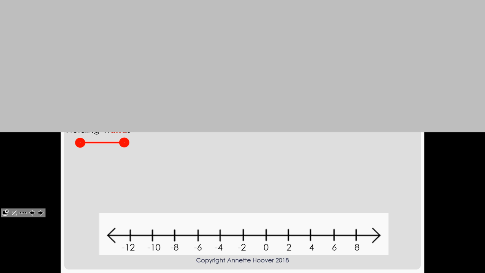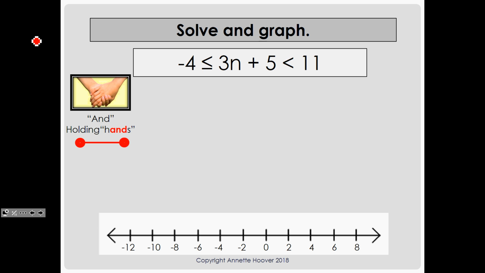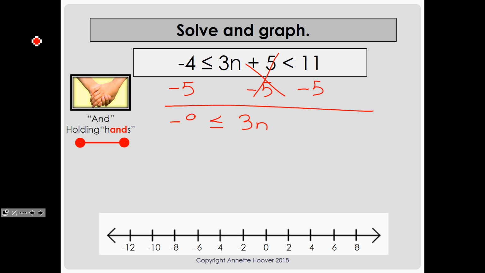Here's another example. Again, we have 3 parts to this inequality, and we want to isolate the n, get the n by itself. We begin by subtracting 5 on all 3 parts of the inequality. That leaves us in the middle with 3n is greater than or equal to negative 9 and less than 6. Now we're going to divide all 3 parts by 3. When we do that, we have n is greater than or equal to negative 3 and less than 2.